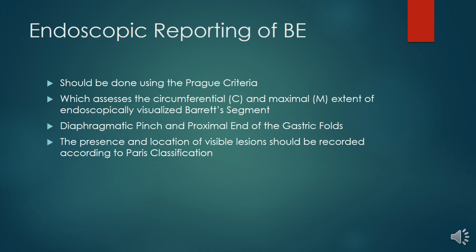Endoscopic reporting should be done using the Prague criteria, which assess the circumference and the maximal extent of the endoscopically visualized Barrett segment, the diaphragmatic pinch, the proximal end of the gastric folds, and the presence and location of visible lesions, which should be recorded according to the Paris classification.